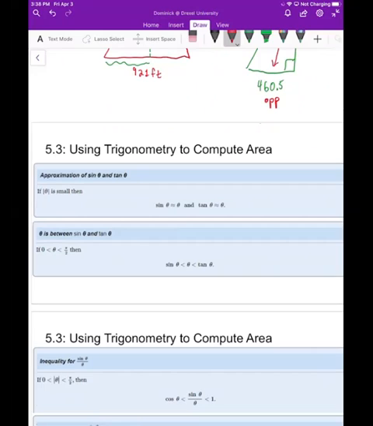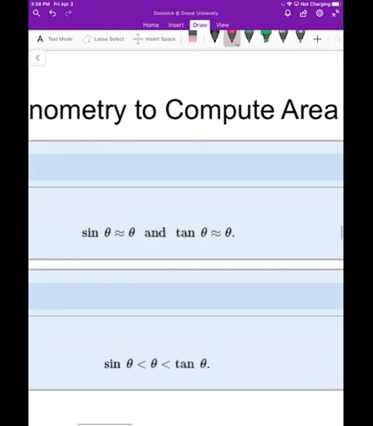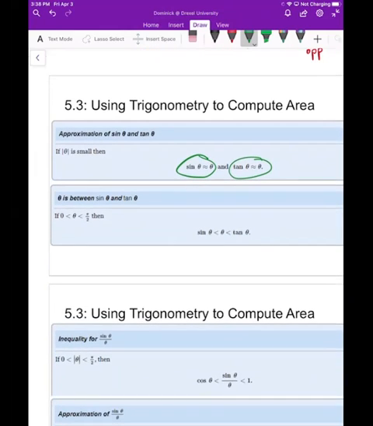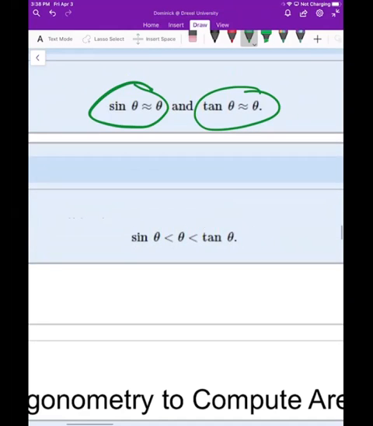Okay, so now finally we can talk about some small approximations that we can do with sine and tangent. If your angle is very small, then the sine of theta is very close to theta, and so is tangent of theta, right? And that's, of course, for very small angles. Now, if your angle is between 0 and pi over 2, we also have the relationship that your sine will be a little bit less than theta, and your tangent will always be a little bit more than theta, right? So that will hold from 0 to pi over 2.